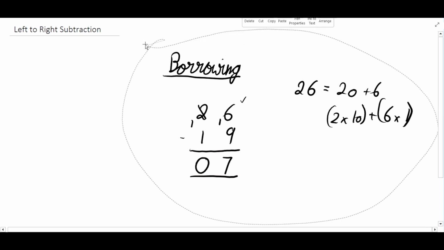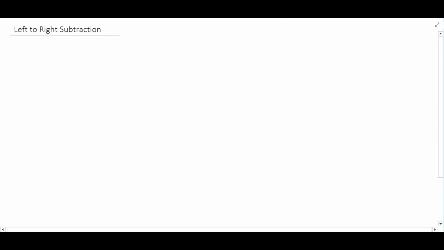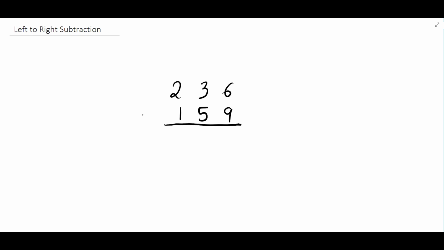Now in the Vedic math concept, we use the opposite. Let me tell you. Take two numbers, 236 and 159. Let's subtract them. Here, we start from the leftmost digit and move rightwards. So 2 minus 1 would give a 1. But, just like last video, we observe the next two digits. By observing, we can see that 5 cannot be taken away from 3.